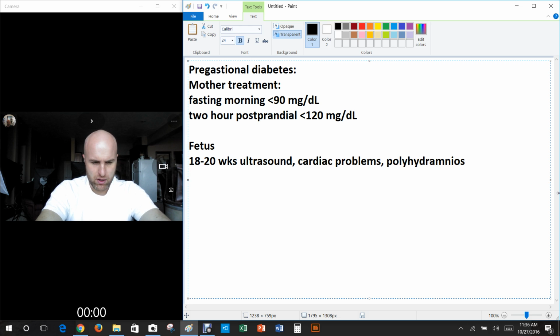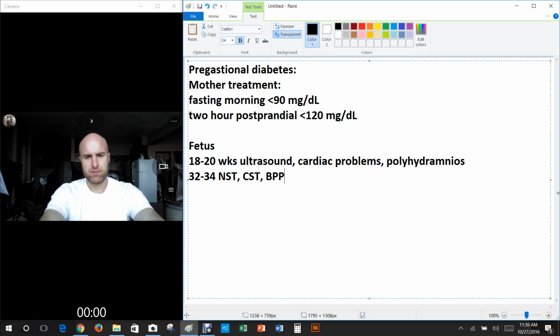Okay, so at 32 to 34 weeks, we're really watching this baby very closely. So NST, CST, BPP: these are the non-stress test, and the CST was the contraction stress test. So we give some oxytocin or stimulate the nipples. And then the BPP was those 5 things we talked about earlier. I can review it really quickly for a second.